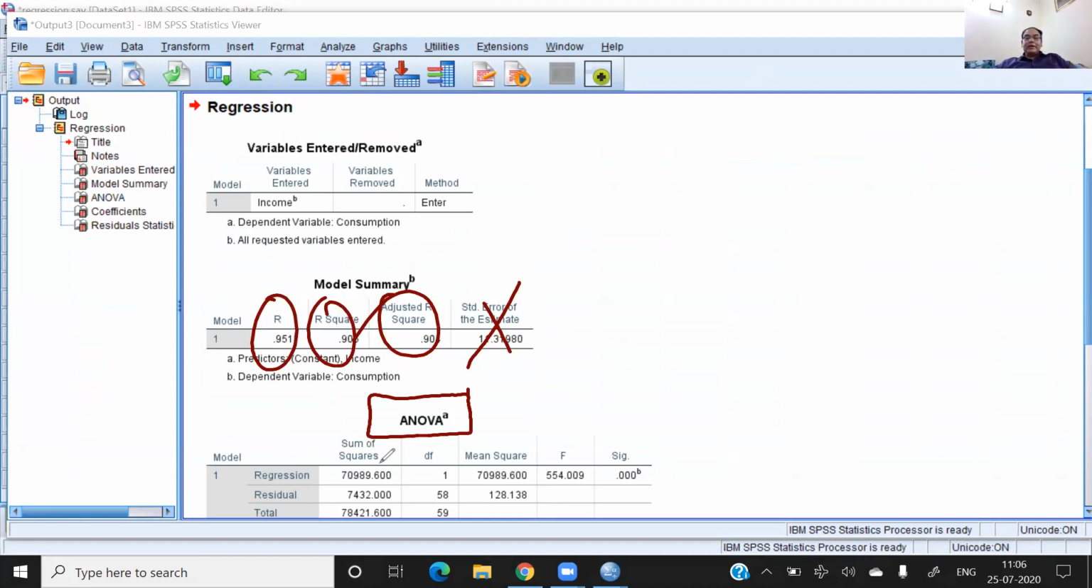So what is the meaning of this regression sum of square? What is the meaning of residual sum of square and total sum of square? We have to explain this. So let me explain this concept. Again, we have to move to the whiteboard to understand the concept.